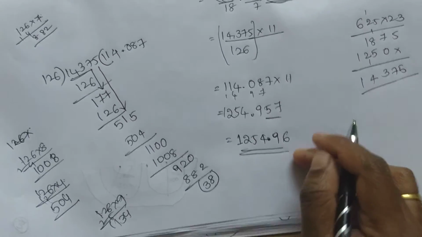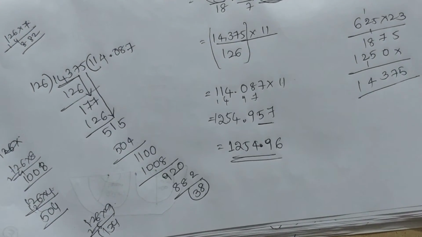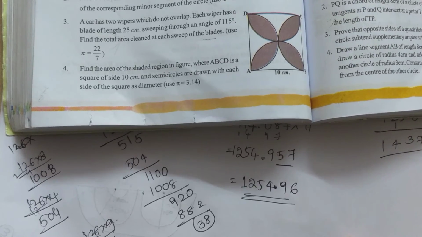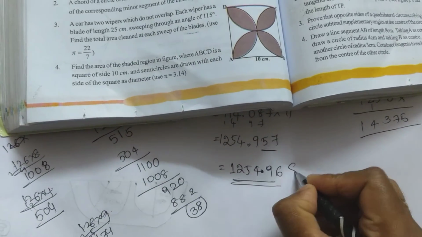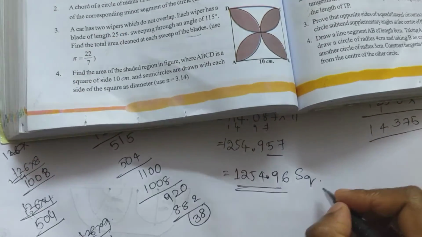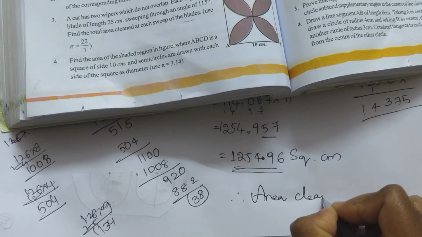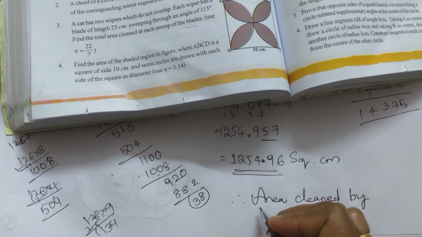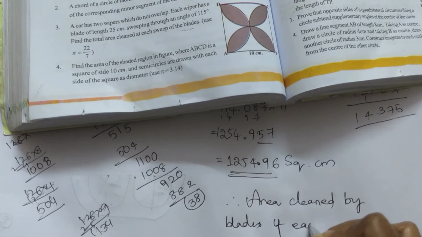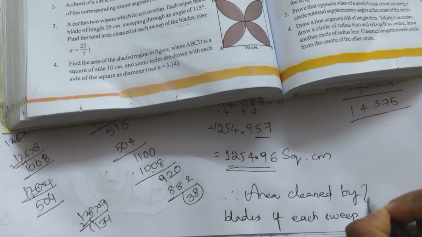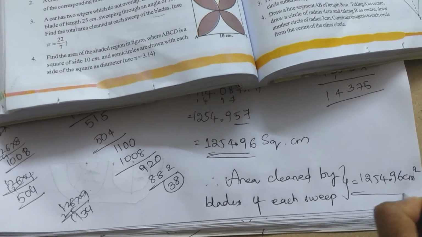0.96 it is. So what is this we have found out? Area of the blades which they have wiped off. See here, total area cleaned at each sweep of the blades. We got this. Area is measured in terms of square. Since the unit is centimeters, the answer will be square centimeters. Write the same thing here. Therefore, area cleaned by blades of each sweep equals 1254.96 centimeter square. So this is the solution.